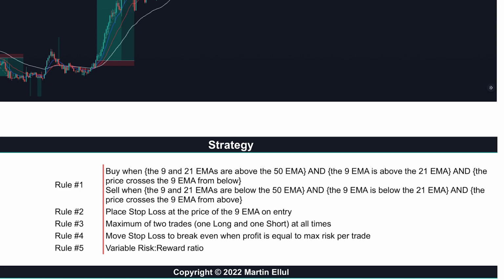So we place the stop loss at the price of the 9 EMA, and as soon as the open profit reaches the same amount that we're risking, which is 5% per trade, we move the stop loss to break even, and we exit when the price crosses the 9 EMA from below.